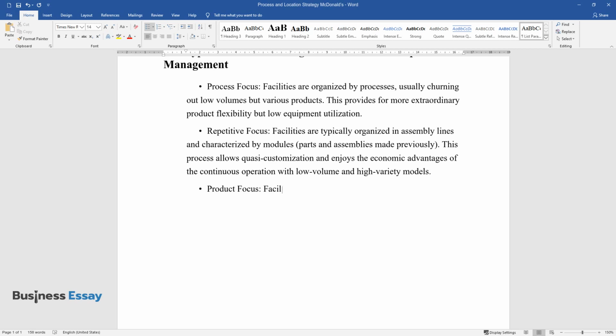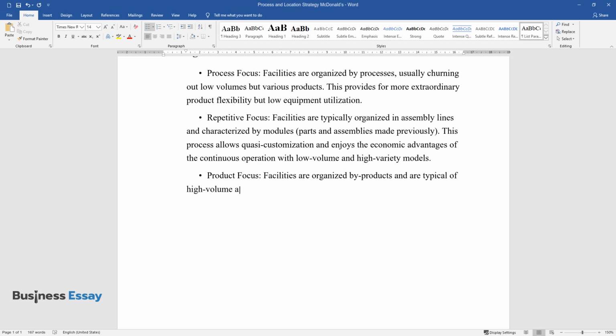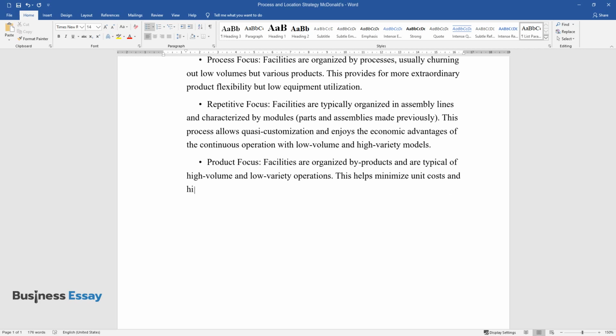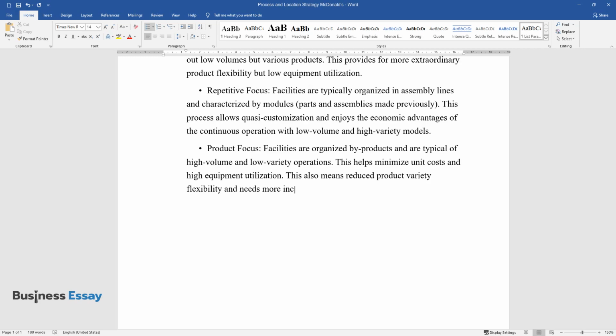Product focus: facilities are organized by products and are typical of high volume and low variety operations. This helps minimize unit costs and gives high equipment utilization. This also means reduced product variety flexibility and needs more increased capital investment.